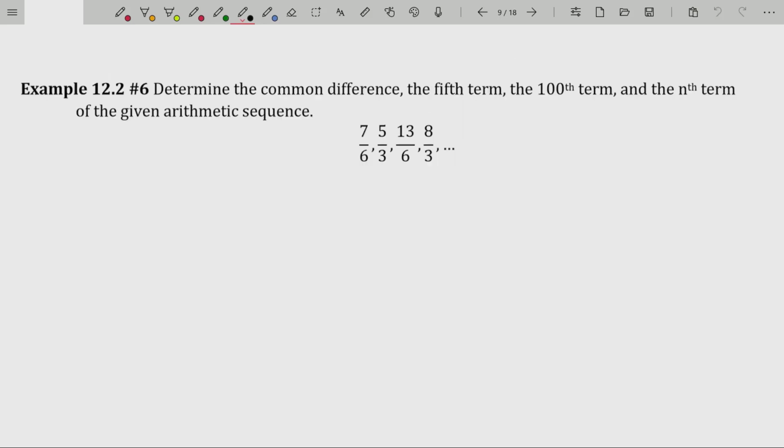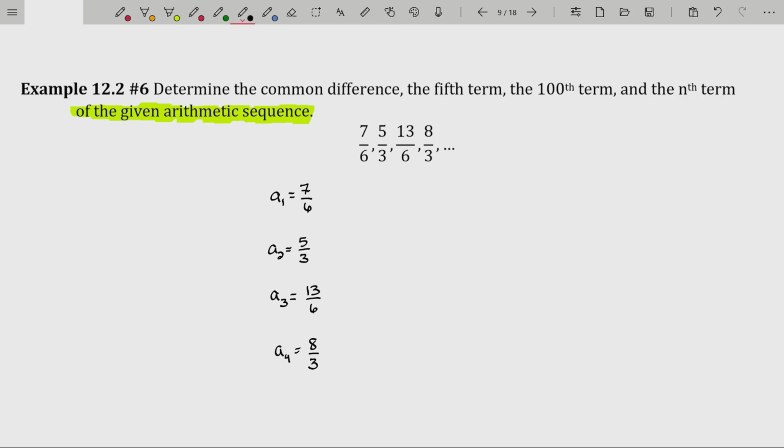So let's see if this one challenges us anymore. Determine the common difference. Right when they say that, I know that they're giving me an arithmetic sequence. In fact, they actually state it at the end of the given arithmetic sequence. So determine the common difference, state the 5th term, the next term in line, state the 100th term, and then the nth term. Let's see. I will go ahead and write down those values.